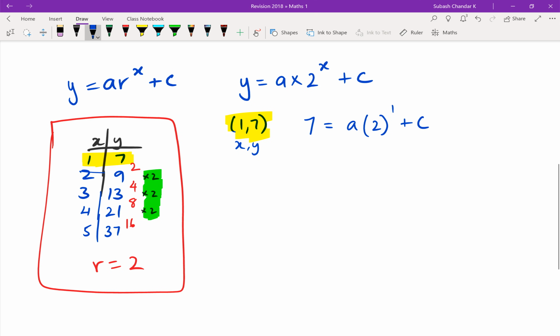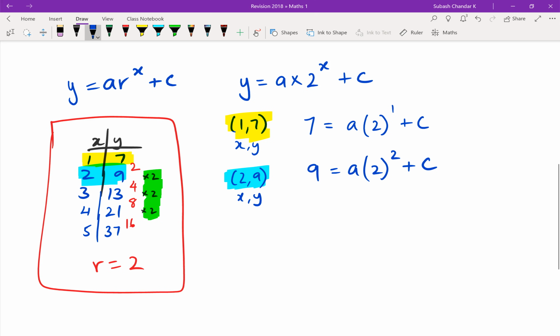Then I'm going to take a second point, which is going to be 2, 9. Once again, that's x and y. So this is 2, 9 right here, and I can go 9 equals a times 2 to the power of 2 plus c.